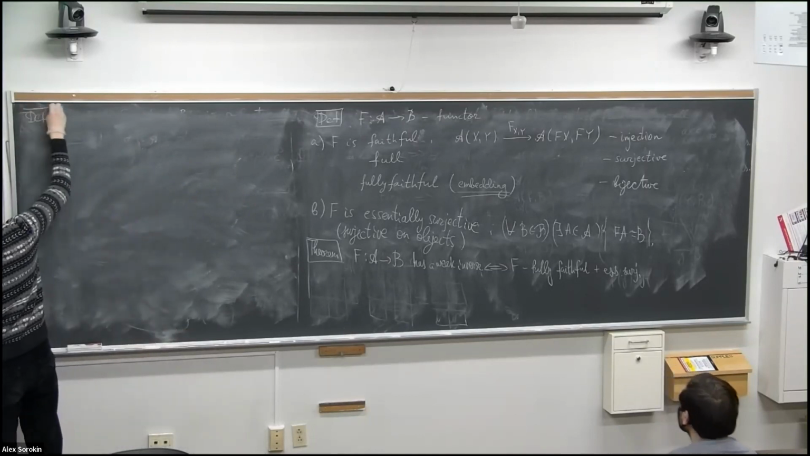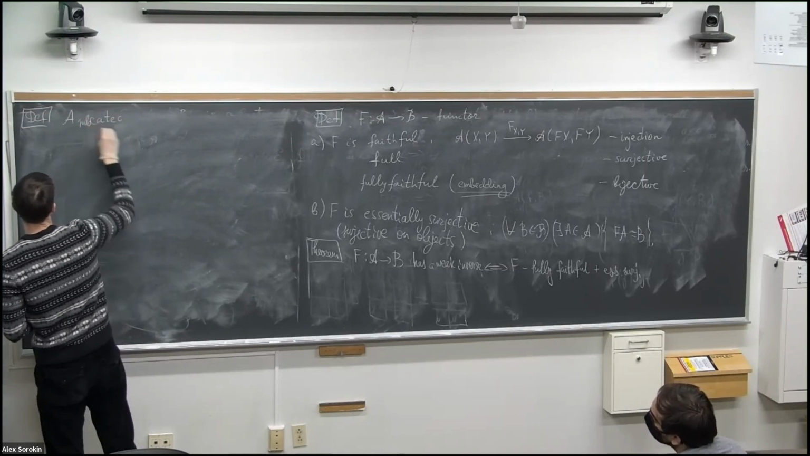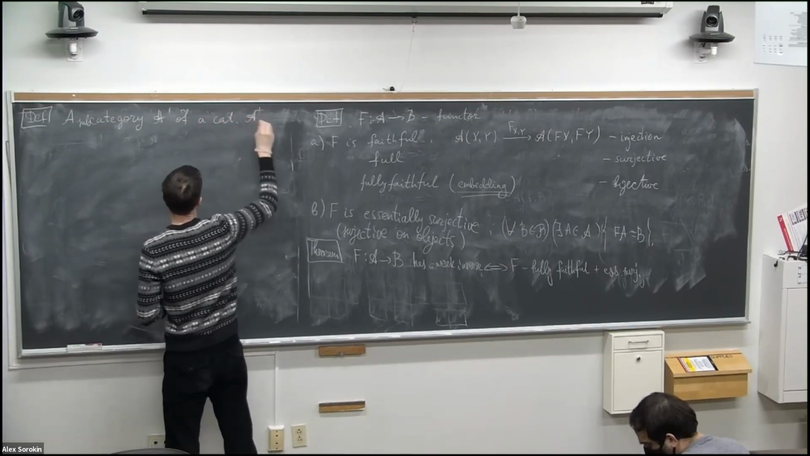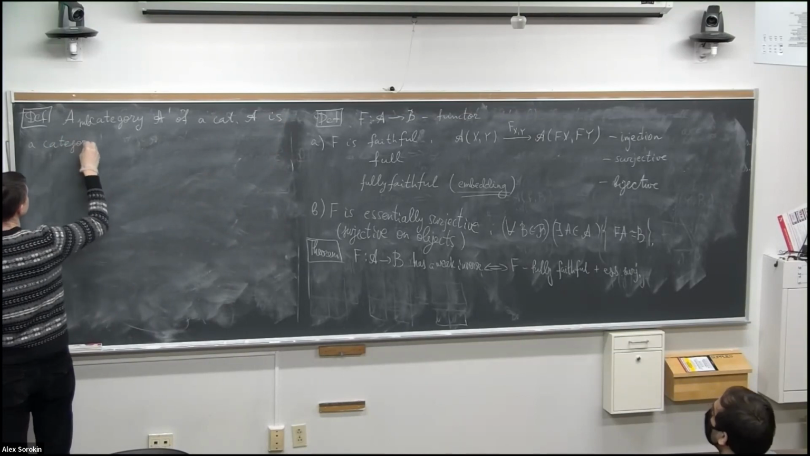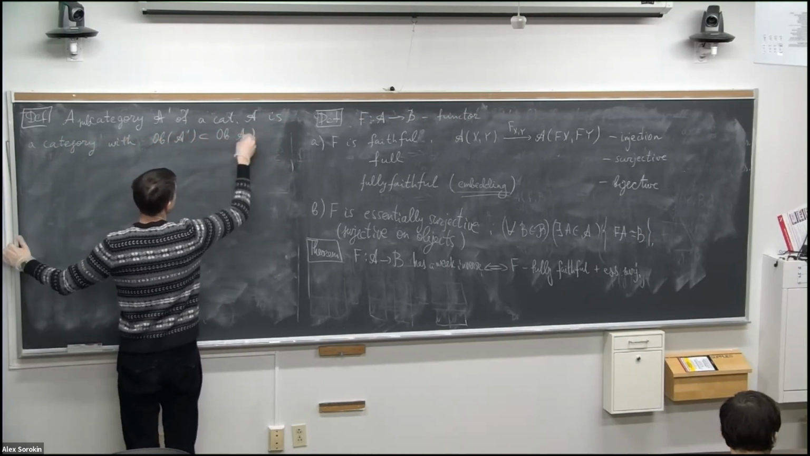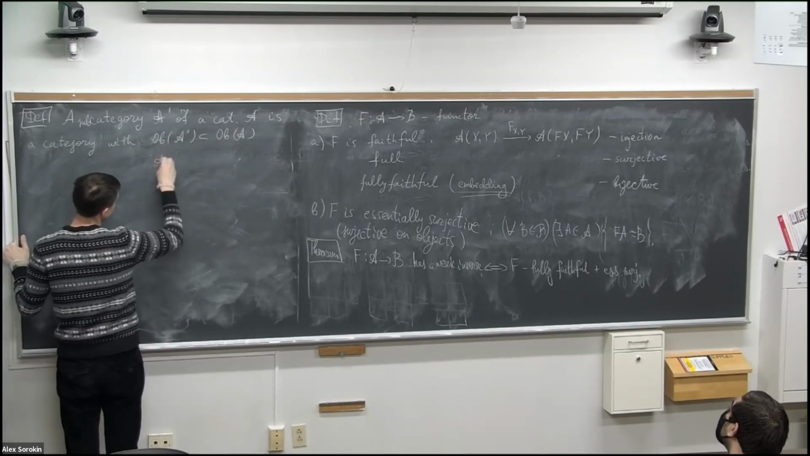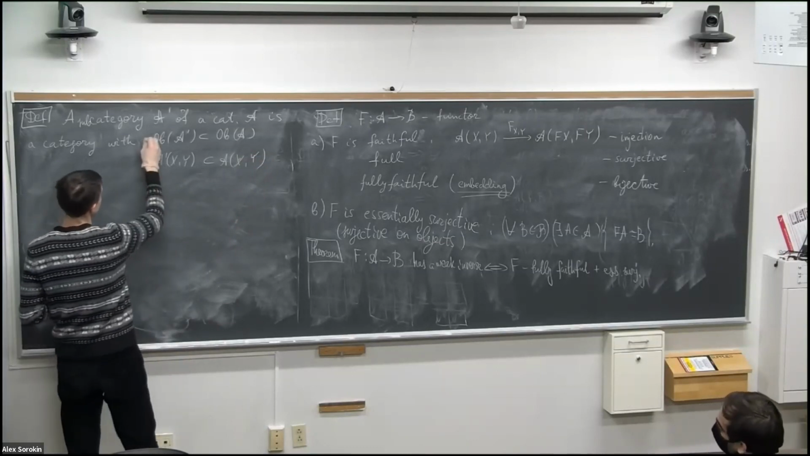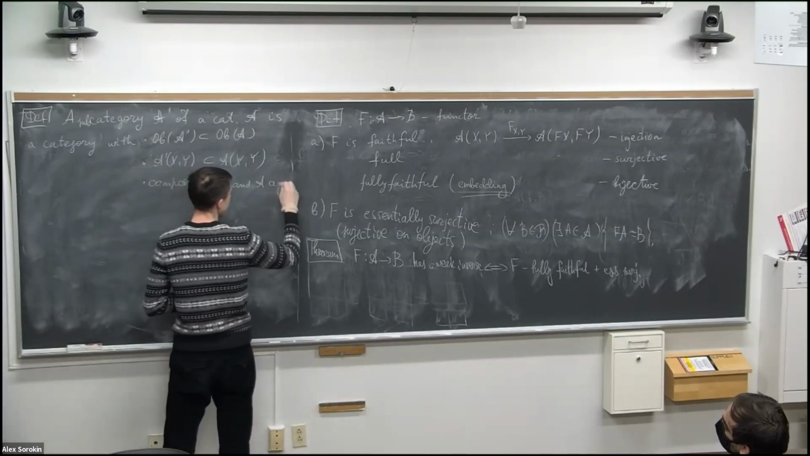Definition. A subcategory A prime of a category A is a category with objects of A prime lying inside of A, and morphisms of A prime between X and Y lying inside morphisms of A between X and Y, and compositions agree.